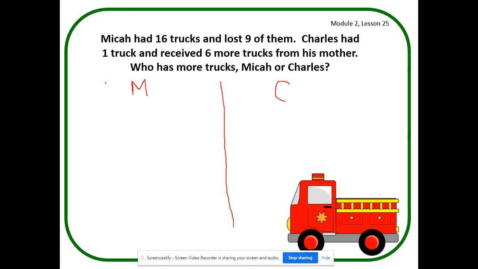So let's go ahead and solve Micah first, because the problem, if you see here, it starts with Micah. It says Micah had 16 trucks and lost 9 of them. So how many trucks did Micah start with? Yes, 16. So we can write 16 because he started with 16. So is 16 our whole or our part? Yes, it is our whole number. So let's go ahead and make a number bond and write 16 as our whole number.